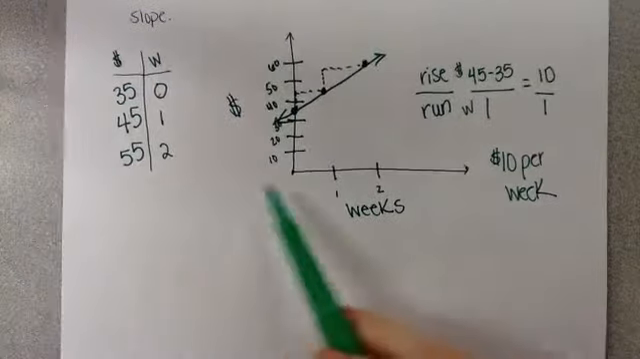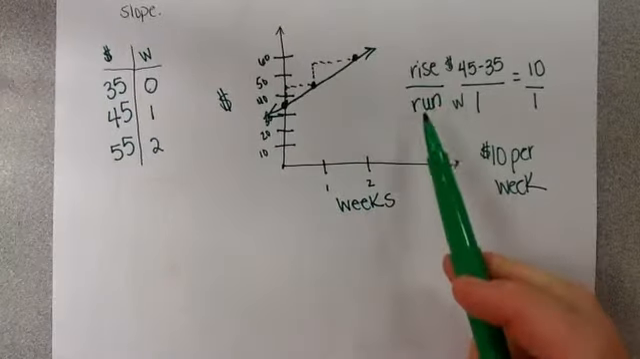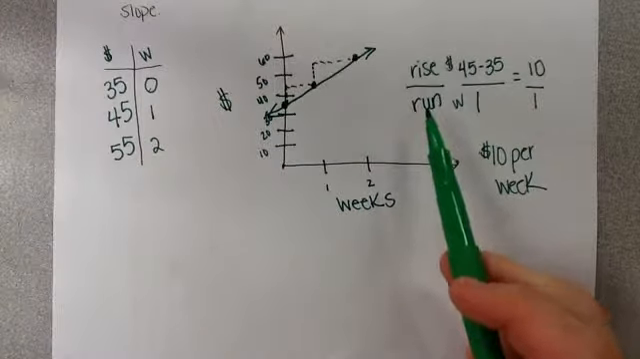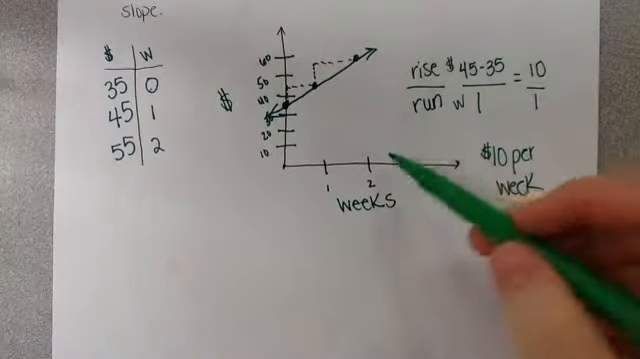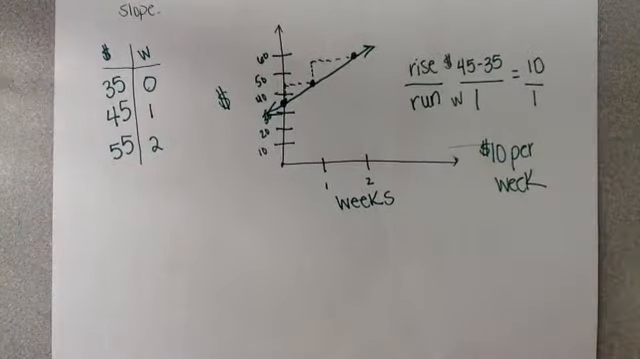So graph the information, rise over run. Again, that's just a rate of change. How much are they going up each time over how much are they going right or left each time?